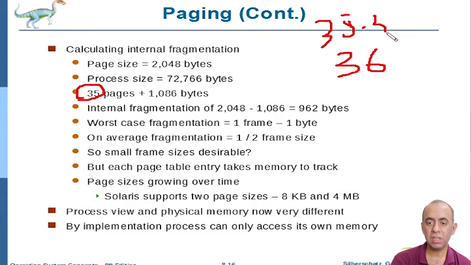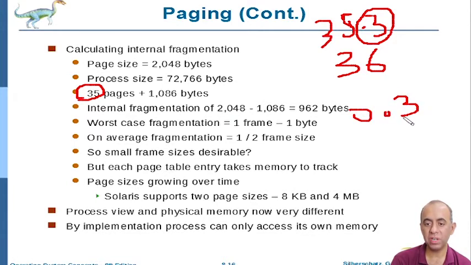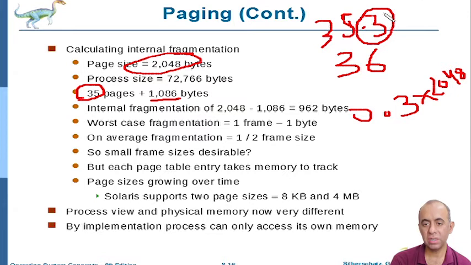So you are saying that 35 frames are fully occupied, but there is another frame which will be used, but it won't be fully occupied by this process. And how much will it be occupied? You simply need to multiply 0.5 with 2048, the size of the frame. So what do you get back? You get 1086. Sorry, this is 35.5. So you multiply 0.5 with 2048 and you get 1086.